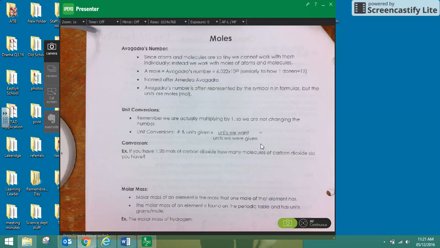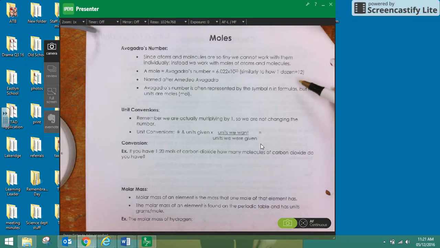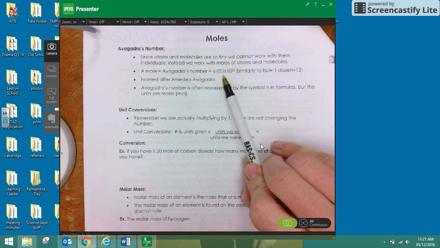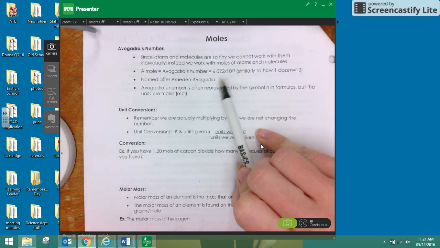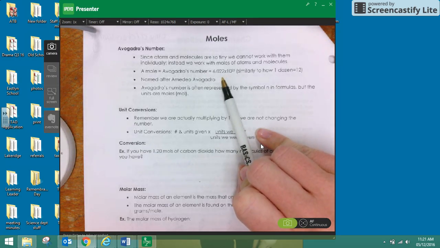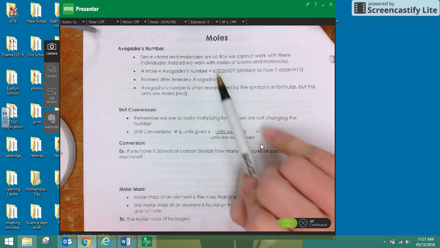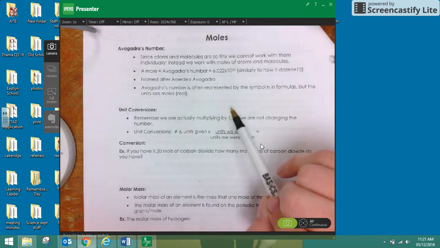Okay, we are going to look at how to do unit conversions with moles. So first thing we need to know is that a mole is just a word that represents a number, like how a dozen represents 12. So a mole is 6.022 times 10 to the 23, a really, really big number. And the reason we use moles in chemistry is because atoms are so tiny, we can't work with individual atoms. So instead we work with moles of atoms.